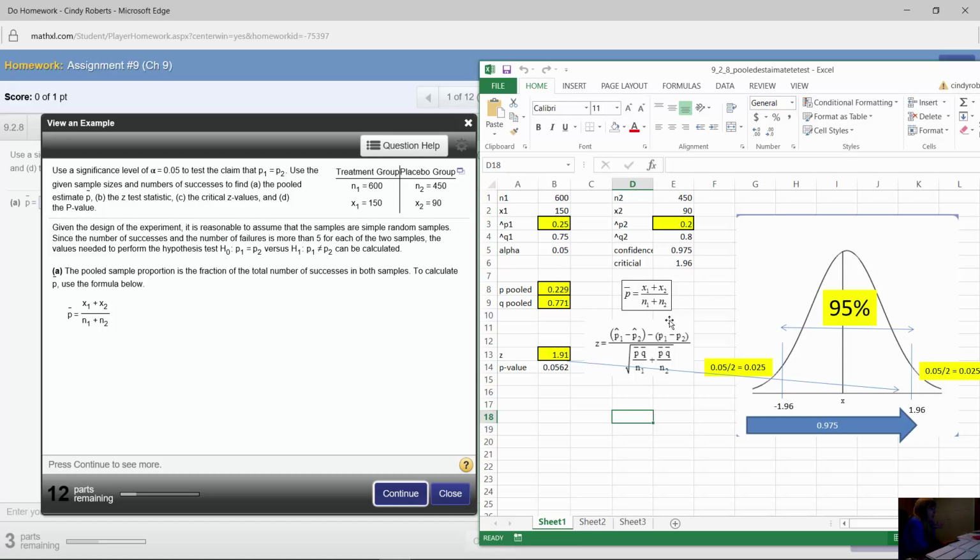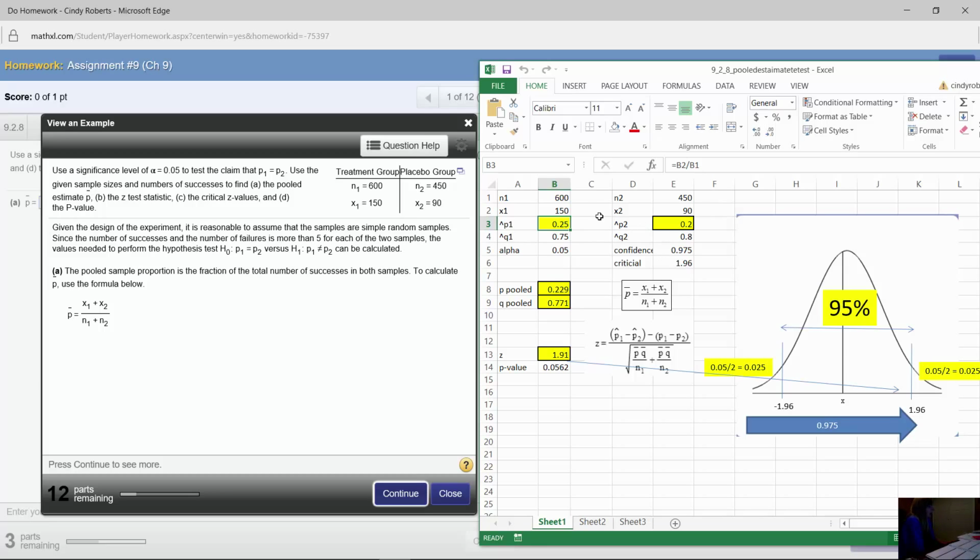And probably the hardest part of this is figuring out all these symbols. Well, X1, X2, N1, N2, that's pretty easy because they give them to me. These are my X values and that's my sample size. One had a sample size of 600, one had 450. So I just type these values in. Everywhere you see highlight, if you click on the cell or double click, up here you see a formula.